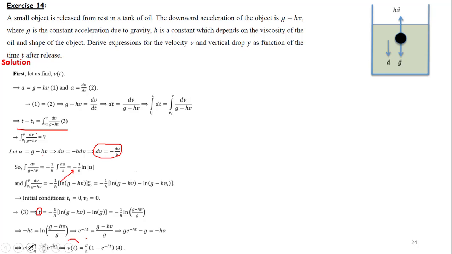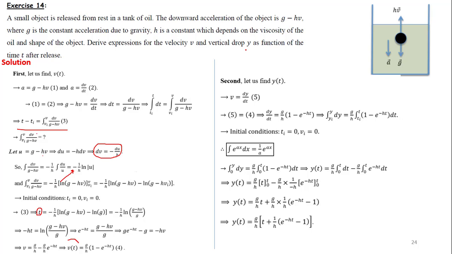Now, from v, how can we find y? By integration. So let's do the same thing. We will write that v equals g over h, times 1 minus e to the minus ht. This is equal to dy over dt. Here the motion is happening along the y-axis, so don't put v equal to dx over dt. We should write v equal to dy over dt. So let's put equation 4 equal to equation 5. Equation 5 is the definition of v. So we will get this equation.